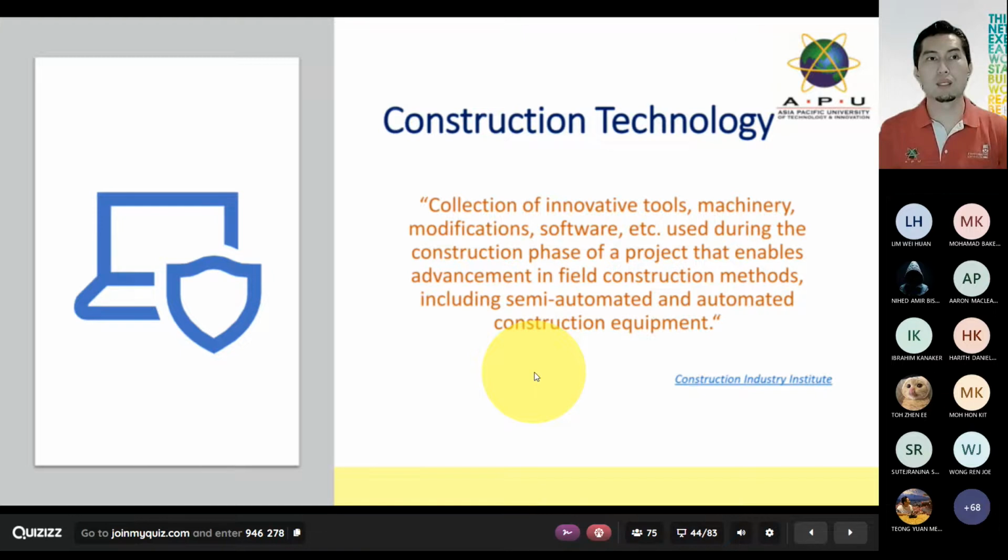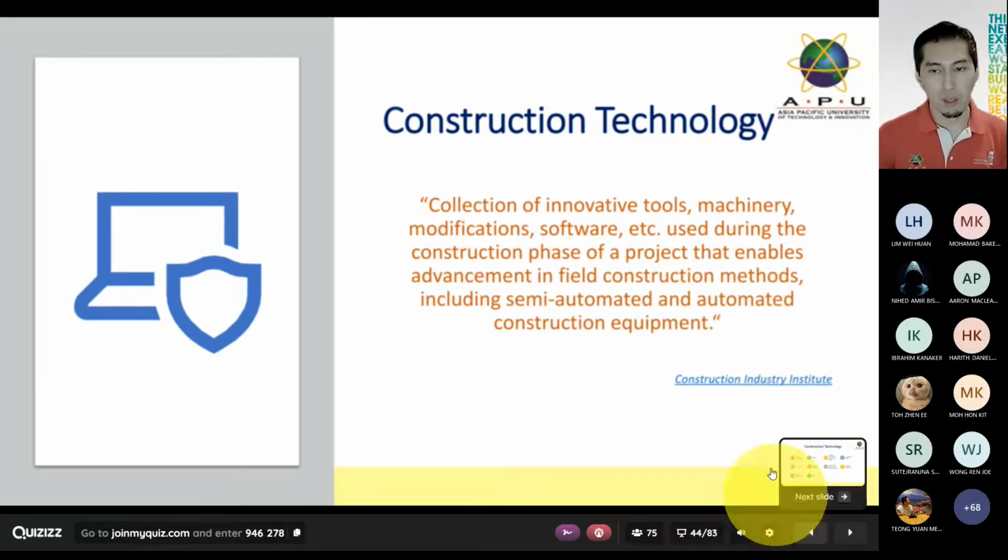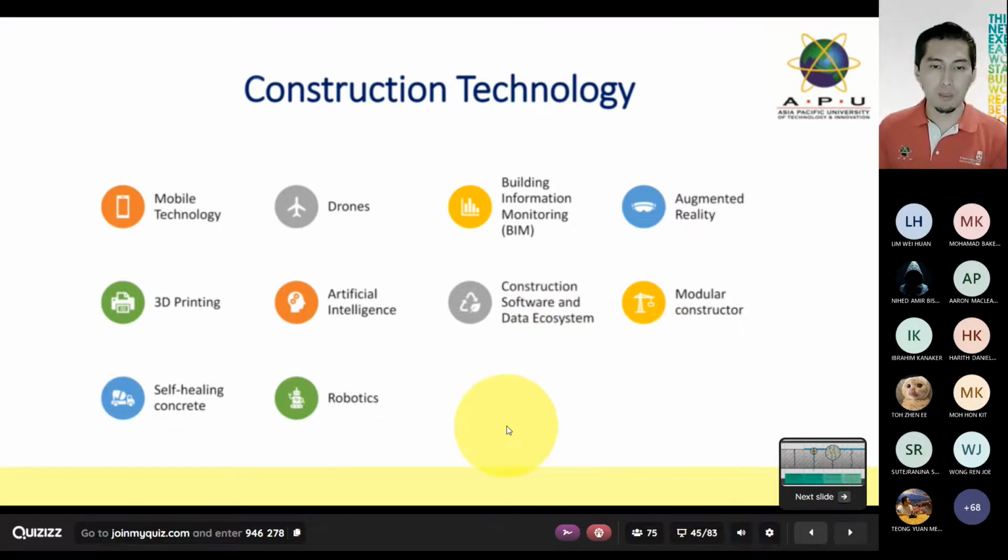It's revolutionized a lot of cities in the world today, and they all go back to the aspects of construction technology, right? As highlighted here, a few keywords just to get you to focus on: tools, machinery, modifications, and even software. Yeah, they are now being paired together and used within construction. And of course, a lot of them utilize semi-automated and even automated construction equipment. So the technology has definitely enabled a lot of these processes. Yeah. Examples being shown here.